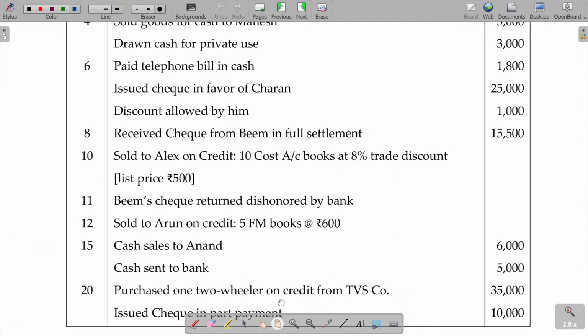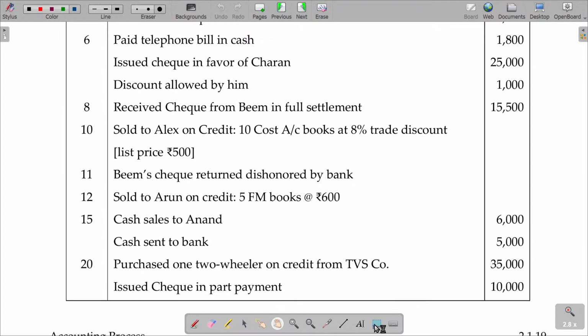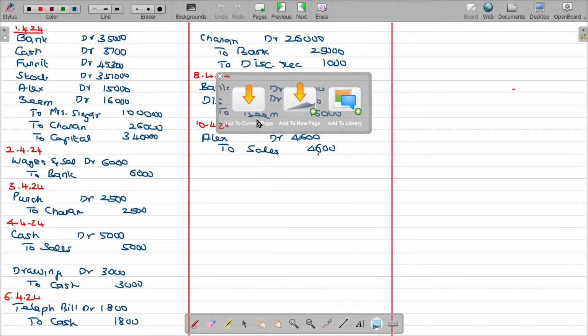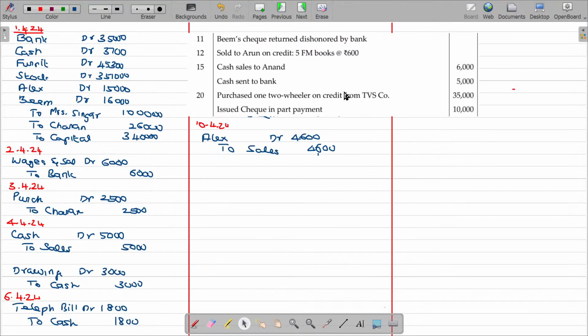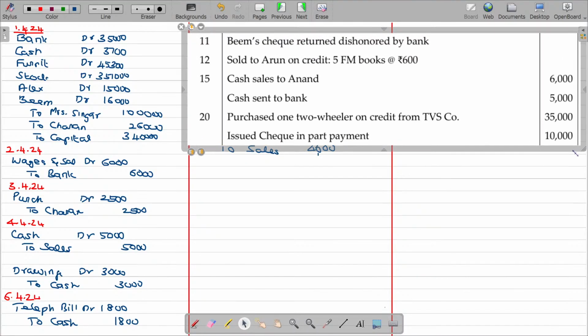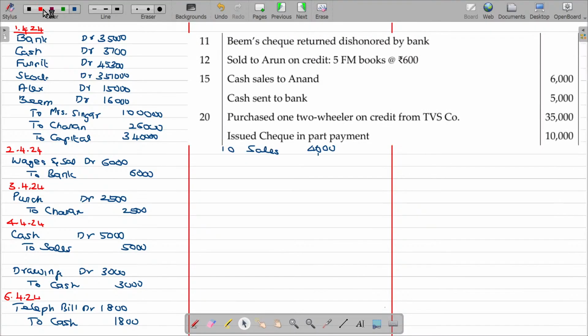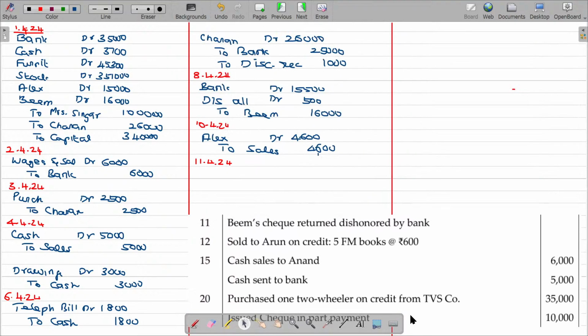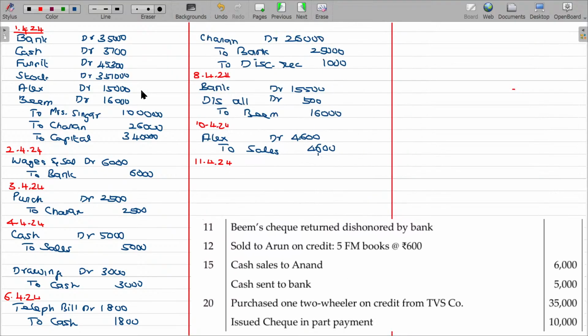Then from 11th onwards up to 20th, let's try. 11th April 24. Beam check returned dishonored. The entry we passed for receipt of Beam's check is now reversed. So which is this one? I'm going to reverse this one.